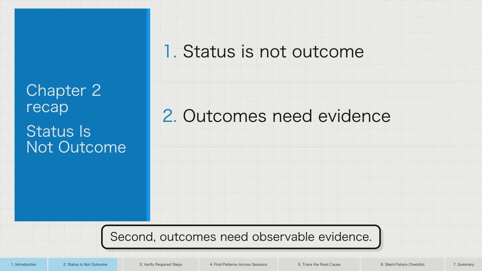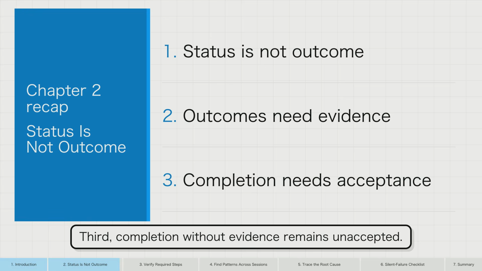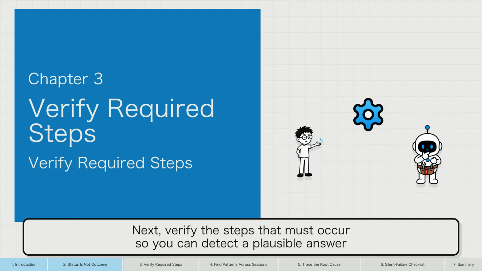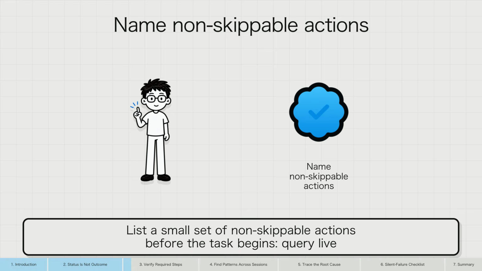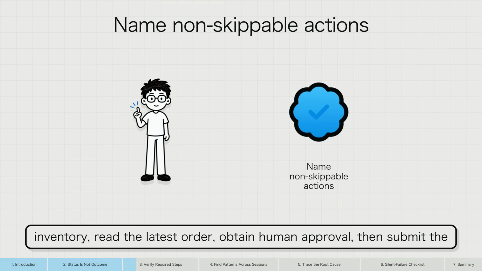Second, outcomes need observable evidence. Third, completion without evidence remains unaccepted. Next, verify the steps that must occur so you can detect a plausible answer produced by an invalid process. List a small set of non-skippable actions before the task begins. Query live inventory, read the latest order, obtain human approval, then submit the change.